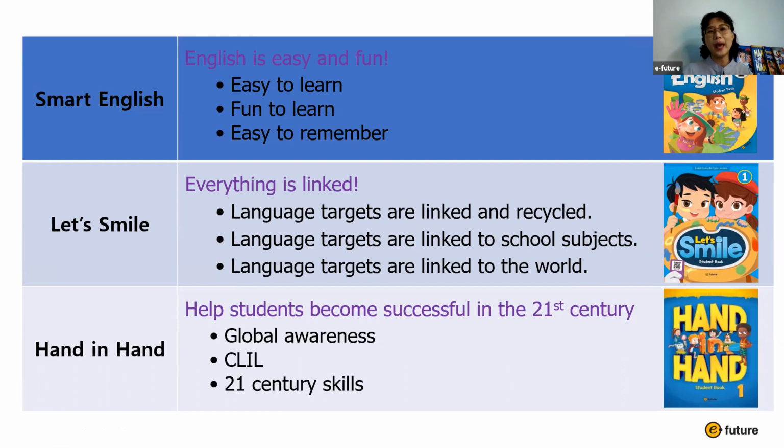Of course, we have link, review, and recycle in all our series, but there is a special emphasis on linking for Let's Smile. And Hand in Hand helps students become successful in the 21st century. So we have special features in Hand in Hand: global awareness, CLIL, and 21st century skills. Although these 3 series are similar in some ways, and are all based on a spiral syllabus, each series has its own special features. I'm not going into the details of all these features, but let's just compare the big things.